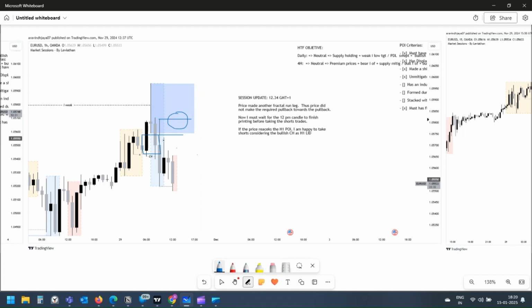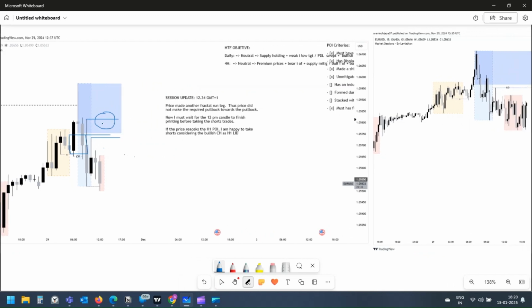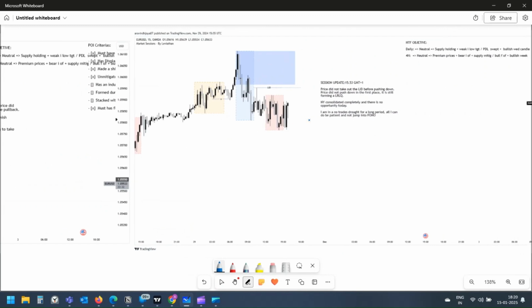So there was a new lid formed. So I was expecting the price to take out this lid and mitigate into this POI so that I can look for shorts, but that didn't happen actually. So this was actually the M15 time frame. So I was waiting for the price to take out the lid inducement and then push the price down. Rather, a ton of low resistance liquidity was being built up.